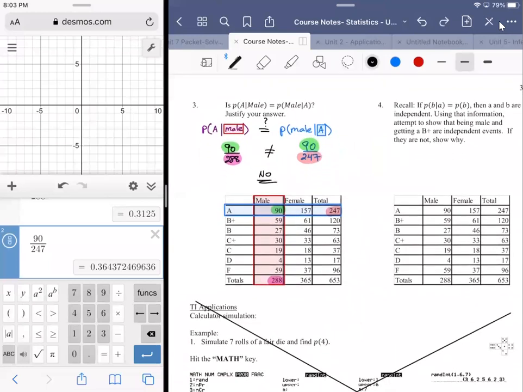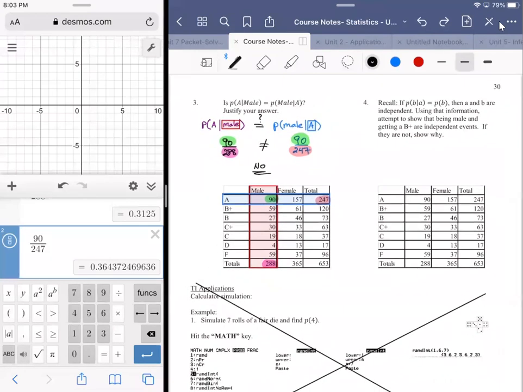Okay? Because if there is independence between the two variables, in this case, the letter grade of an A and the gender male, then these two probabilities should be equal to one another, right? So, getting there, not quite.